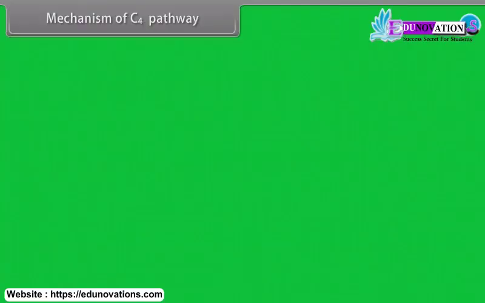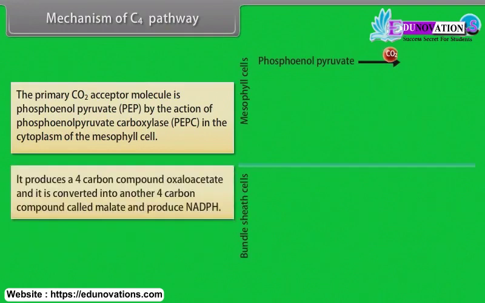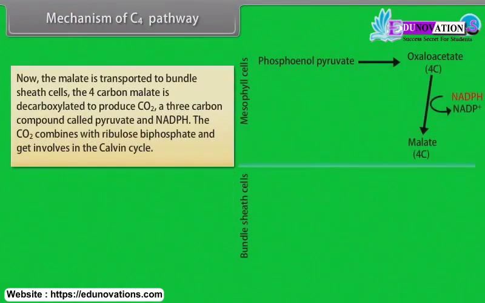Mechanism of the C4 pathway. The primary carbon dioxide acceptor molecule is phosphoenol pyruvate, by the action of phosphoenol pyruvate carboxylase in the cytoplasm of the mesophyll cell. It produces a 4-carbon compound, oxaloacetate, and it is converted into another 4-carbon compound called malate, and produces NADPH. Now, the malate is transported to bundle sheath cells. The 4-carbon malate is decarboxylated to produce carbon dioxide, a 3-carbon compound called pyruvate, and NADPH.